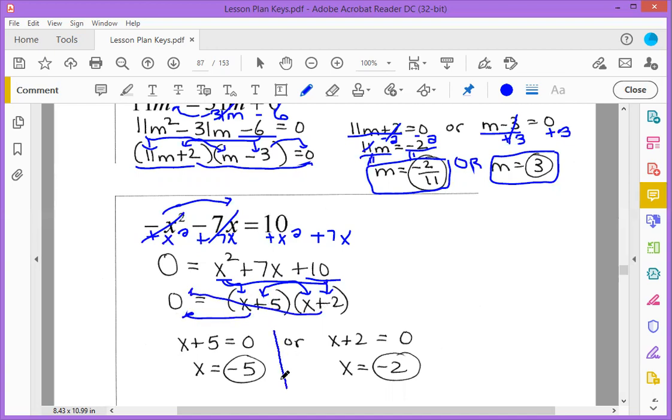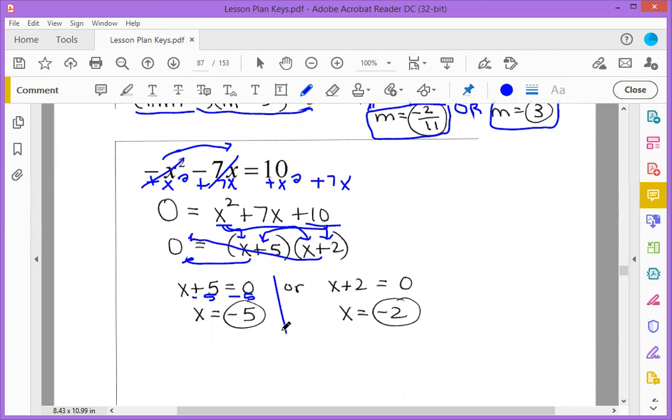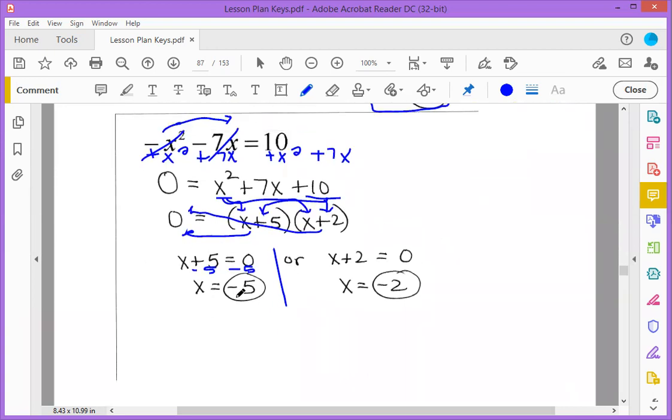So x plus 5 equals 0. We subtract 5 from both sides of this equation. We'll get x equals negative 5, or our second factor was x plus 2. We set x plus 2 equal to 0, and we're going to subtract 2 from both sides of the equation. The 2's will cancel, leaving x equals negative 2. So our two solutions, negative 5 or negative 2.